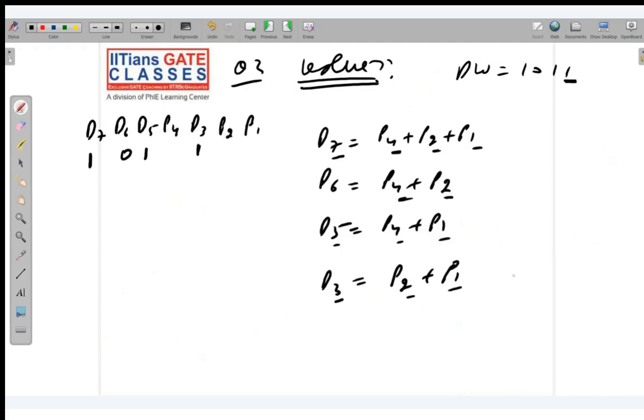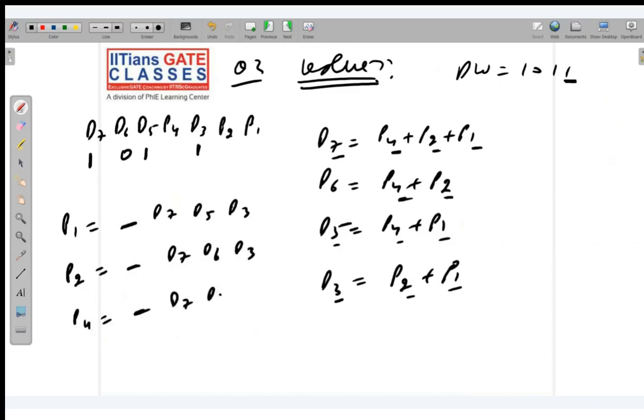Yes, sir. Now you simply reverse them. Where are we getting P1? From D7, D5, D3. This is the position, this is the value. Where are we getting P2? From D7, D6, D3. Where are we getting P4? From D7, D6, D5. What is D7? 1. What is D5? 1. What is D3? 1.